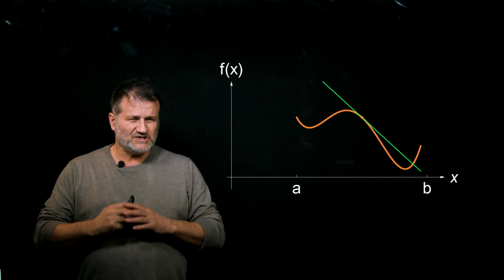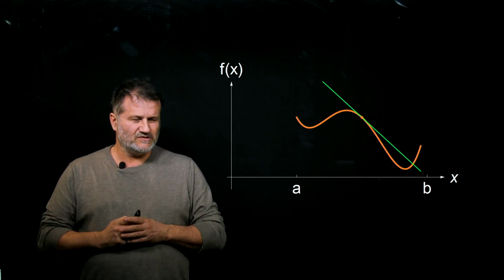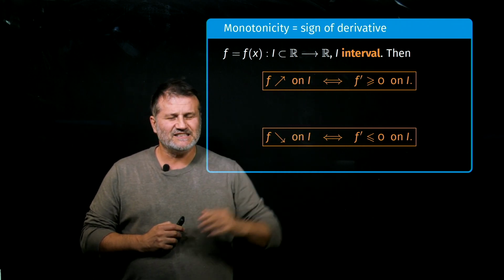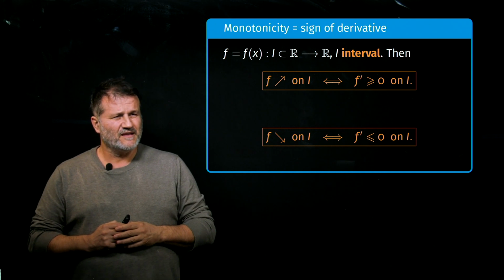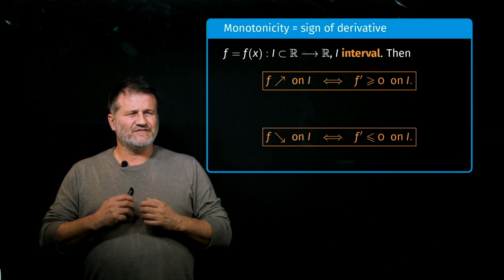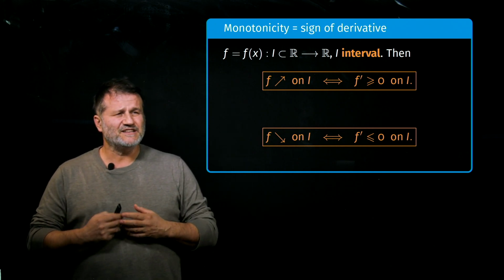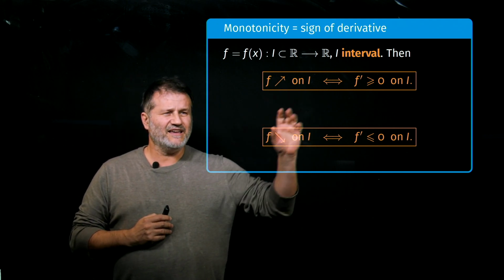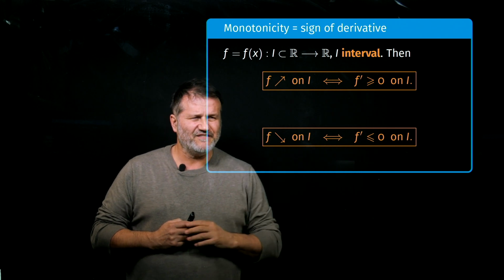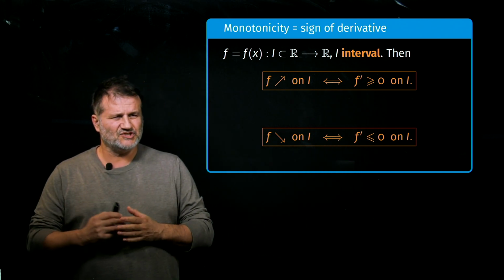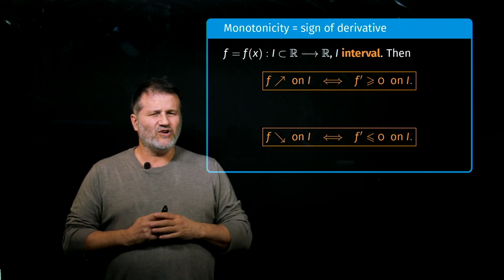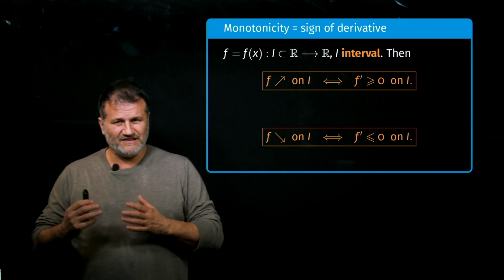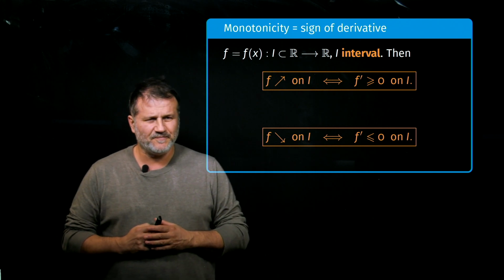This is almost true, but we have to add some condition here. The important condition is that the domain where this happens must be an interval. So we can prove that if the function f is differentiable on an interval I, the function is increasing on I if and only if the derivative of f is positive on I, in the large sense, and decreasing on I if and only if the derivative of f is negative, in the large sense, on I.